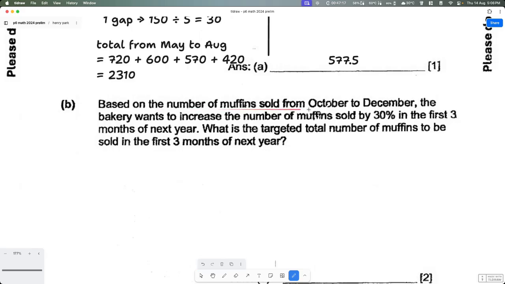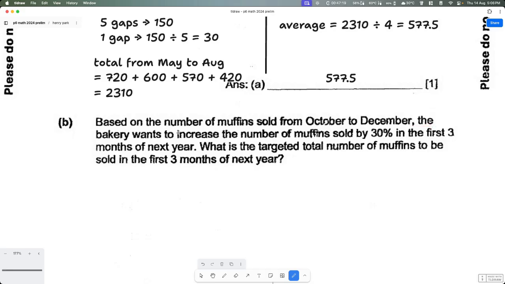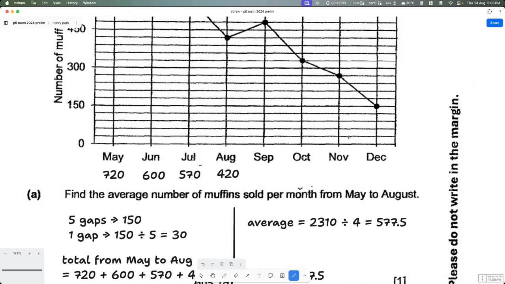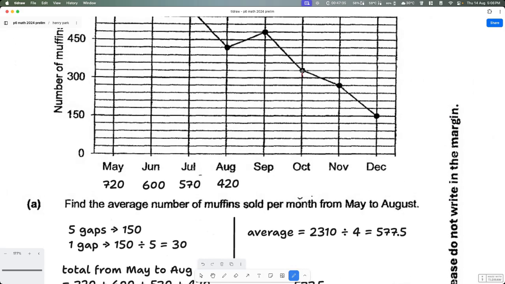Based on the number of muffins sold from October to December, the bakery wants to increase the number of muffins sold by 30% in the first 3 months of next year. What's the targeted total number of muffins to be sold in the first 3 months of next year? Okay, so from October to December. Let's calculate October. October is 330, right over here. 330 for October. November is 270. And then December is 150.